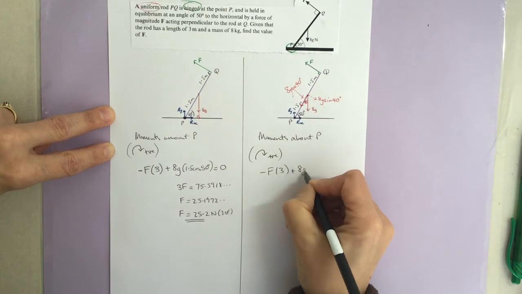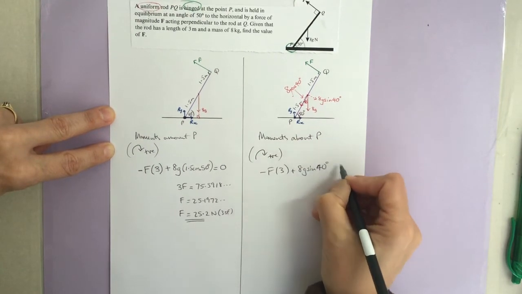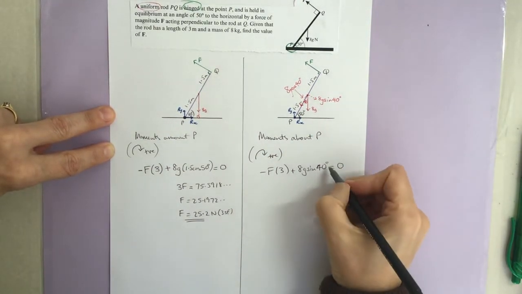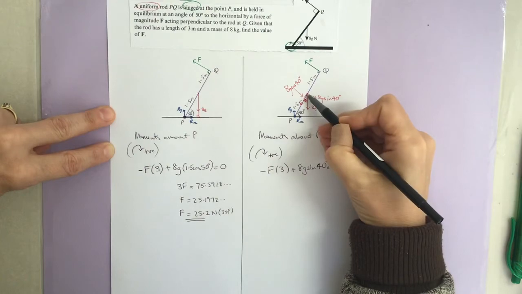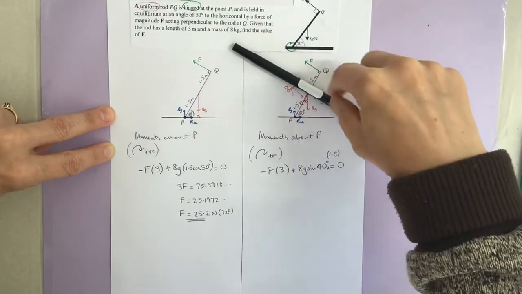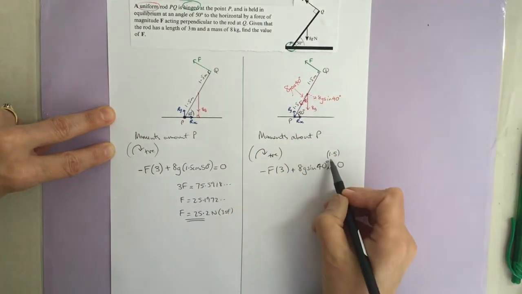So 8g sine 40, and that's going to be 0. Sorry, I need to times that by the distance, don't I? So my distance there is 1.5. My perpendicular distance of this component from this point is 1.5 meters there.